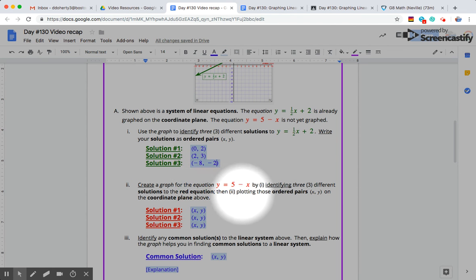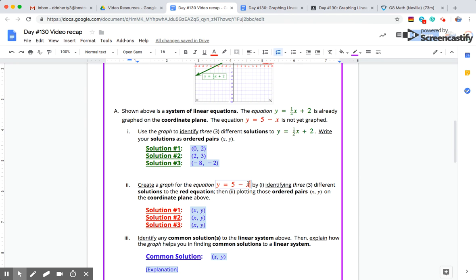Here, the easiest thing I think to do to find solutions to this equation is to plug in numbers. If I plug in a 0 for x, the equation says y will equal 5 minus 0, or y would have to be 5. I could also say x could be 2. 5 minus 2 would leave us with a 3 for y. And then I could even say x is equal to 4. If x is equal to 4, 5 minus 4 leaves a 1 for y.